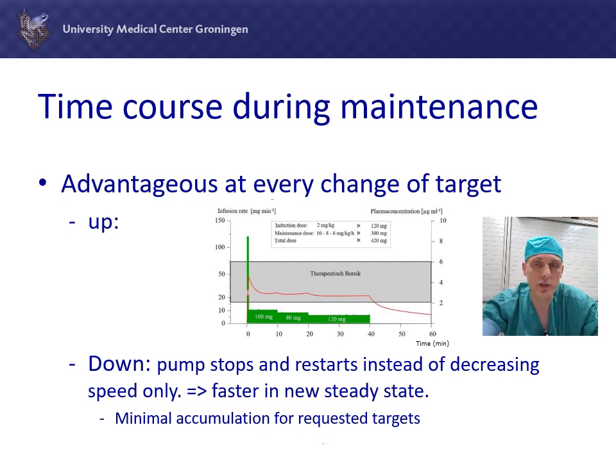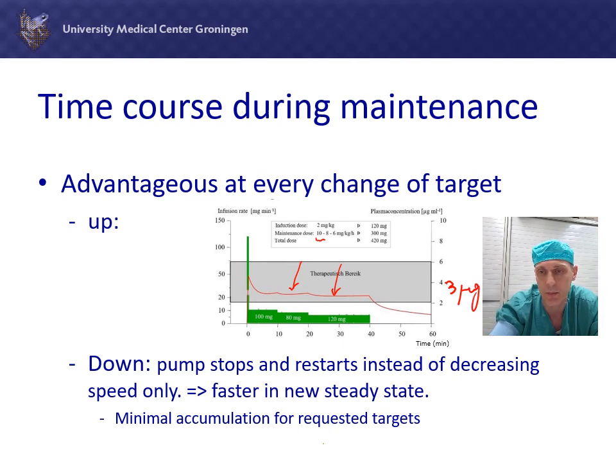How can effect site concentration be of any use during maintenance of anesthesia? In the past, there were some suggestions of giving a bolus of propofol and then decreasing continuous infusion starting from 10 milligrams per kilogram per hour for 15 minutes, and then switch to 8 milligrams per kilogram per hour, and then to 6 milligrams per kilogram per hour. And this anesthetic scheme of drug titration resulted in a rather steady plasma concentration around 3 micrograms per milliliter.